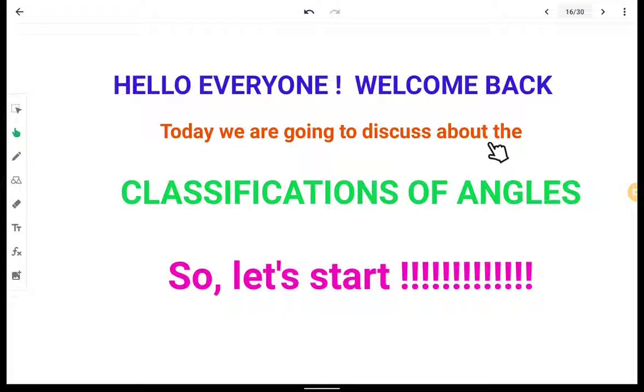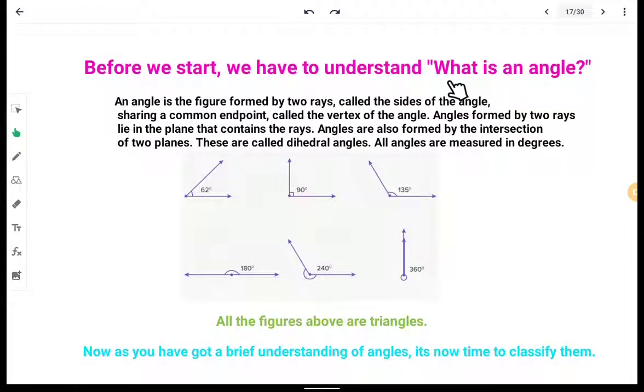We are going to discuss the classifications of angles. So, let's start. Before we start, we need to know what an angle is, right?